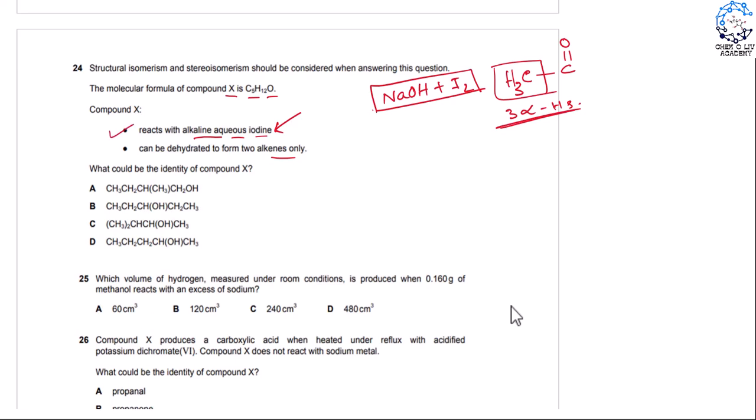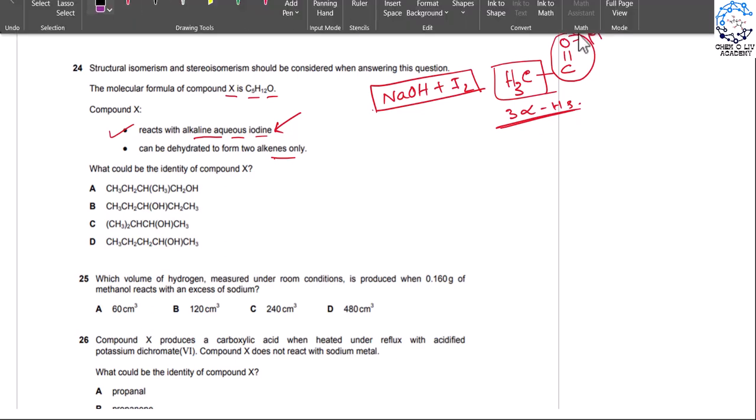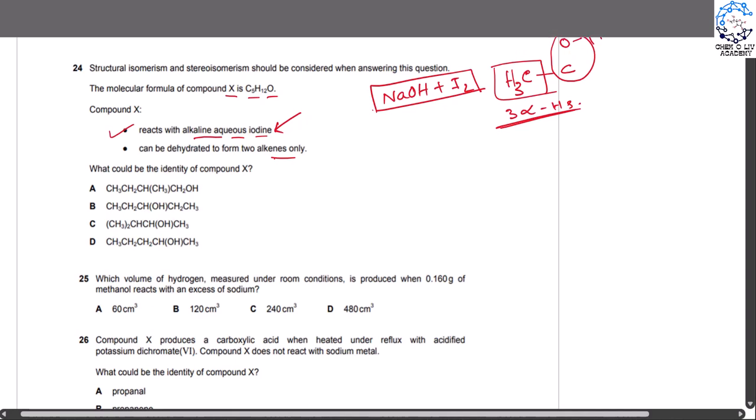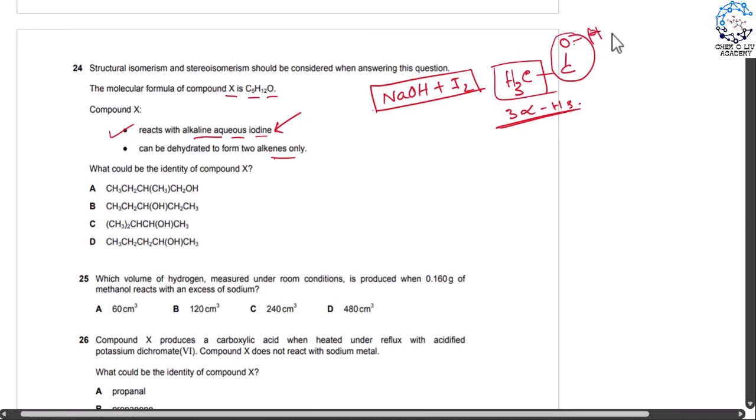The compound says that it's going to form haloform. That means there are three alpha hydrogens adjacent to an active group like a ketone, an aldehyde or an alcohol. The second thing, it can be dehydrated to form alkenes only. A ketone cannot be dehydrated, so definitely it's an alcohol. So let's remove this ketone group and put an OH group, with an adjacent CH3.